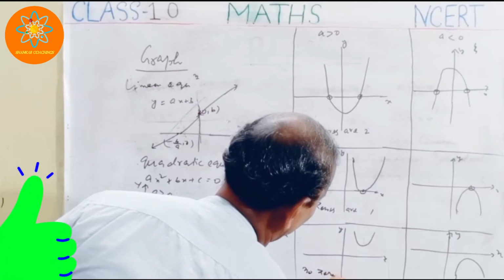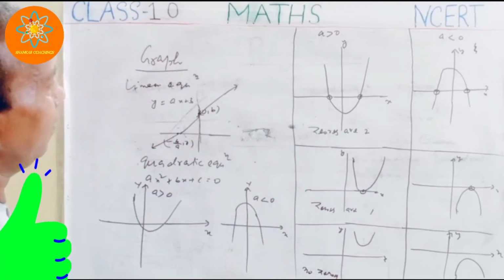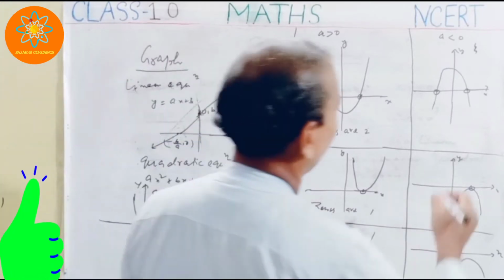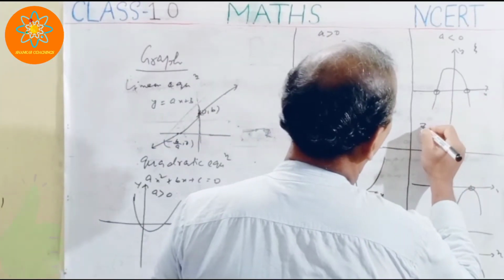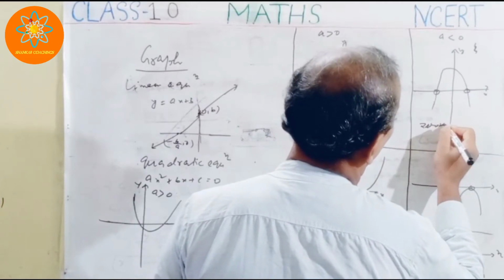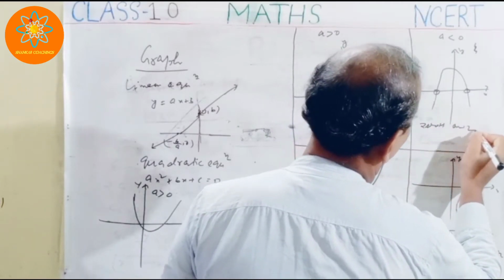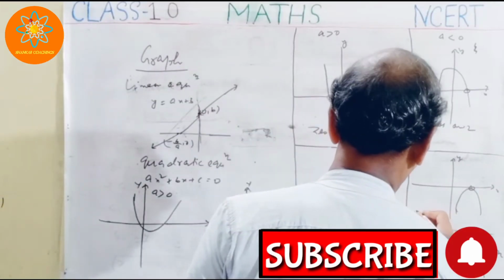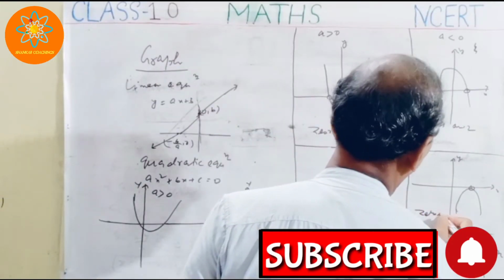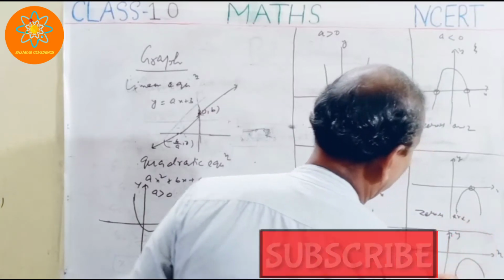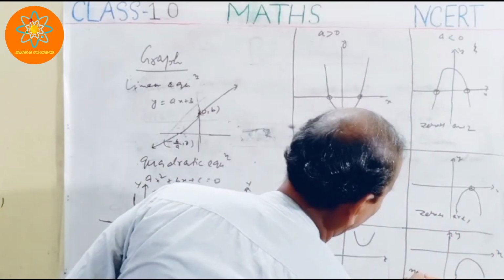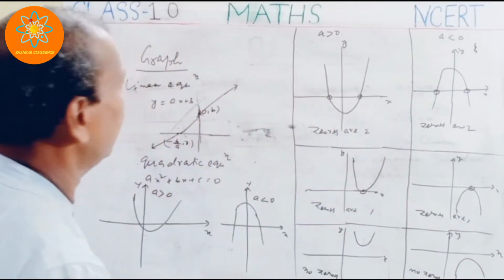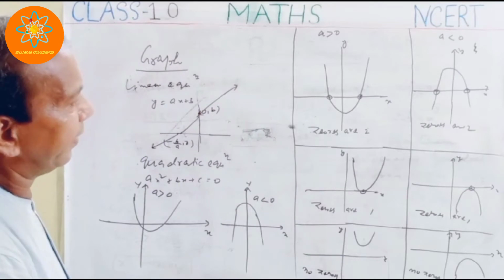Now, similarly, if you consider A less than 0, in that case, cutting 2 points, so zeros are 2. Similarly, in this case, zero is 1, and in this case, there will be no zeros. So this is the graph of the quadratic equation.